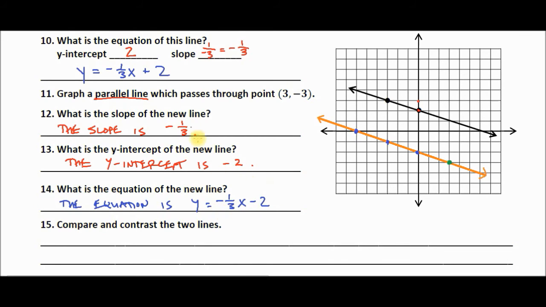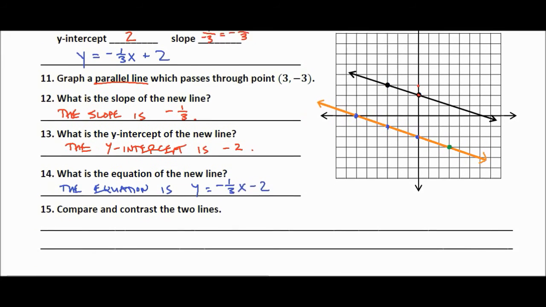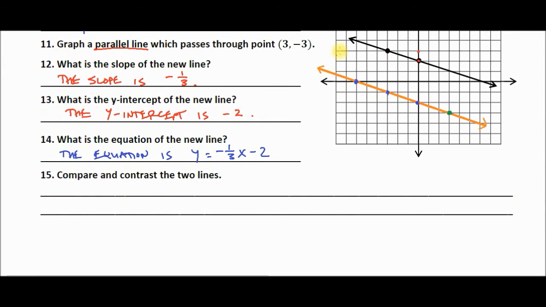Now look at the slope. Slope is negative. That makes sense, right? Both of these lines have a negative slope. As we move from left to right, the line is going down. It's a negative slope. All right, compare and contrast the two lines. Well, now I didn't give you any help. You got to do this from the beginning. Compare and contrast the two lines.